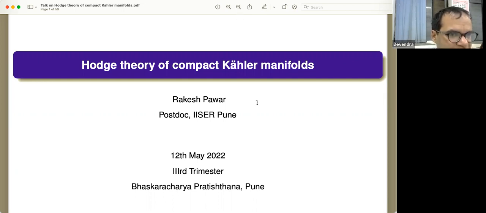Rakesh did his PhD from Tata Institute of Fundamental Research in 2017. After that, he held postdoctoral positions at University of Essen, Germany, and then IISER Mohali. Rakesh has written multiple papers on the filtration on cohomology and zero cycles. His thesis was based on the action of correspondence on cohomology and zero cycles.